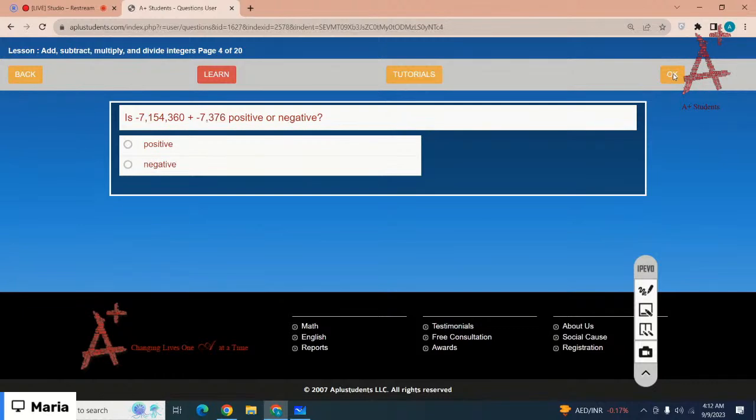The next one is negative 7,154,360 and negative 7376, positive or negative? Just look for the number with a greater magnitude. The greater number is 7,154,360 and it has a negative sign. That means the answer must be negative.